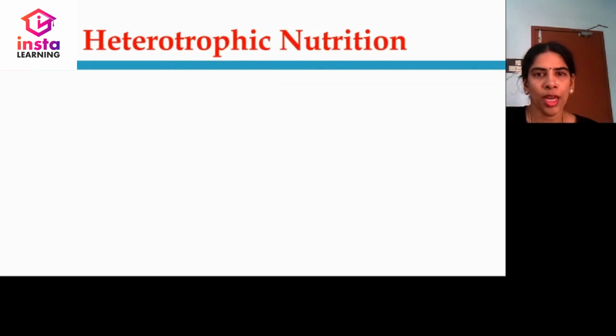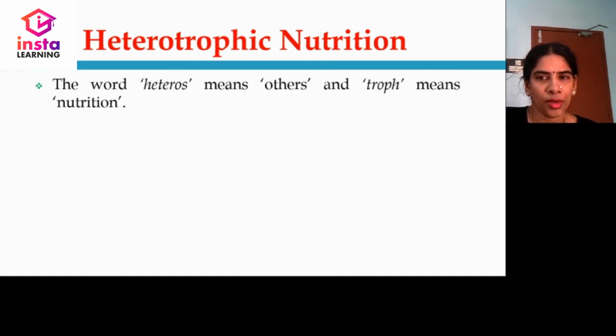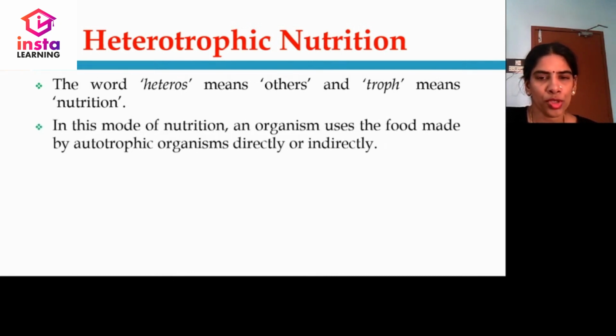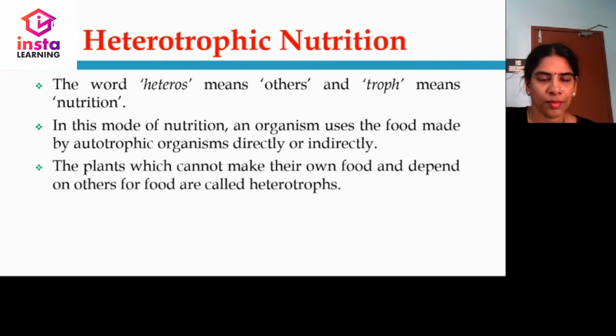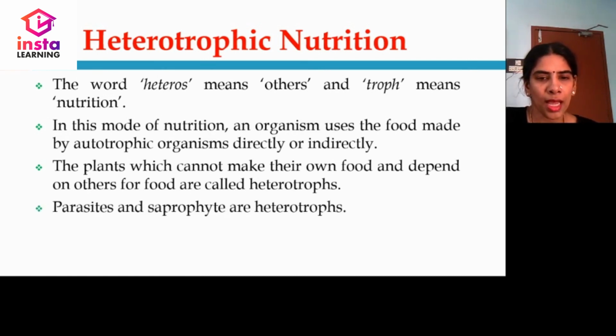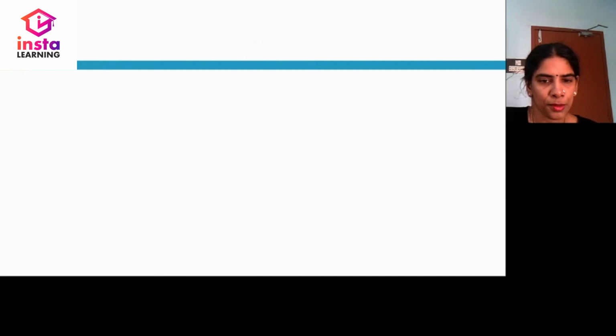Let us discuss heterotrophic nutrition. The word heteros means others and troph means nutrition. In this mode of nutrition, an organism uses the food made by autotrophic organisms directly or indirectly. The plants which cannot make their own food but depend on others for food are called heterotrophs. Parasites and saprophytes are heterotrophs.